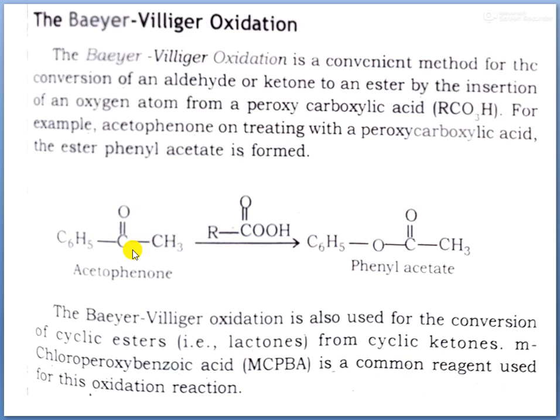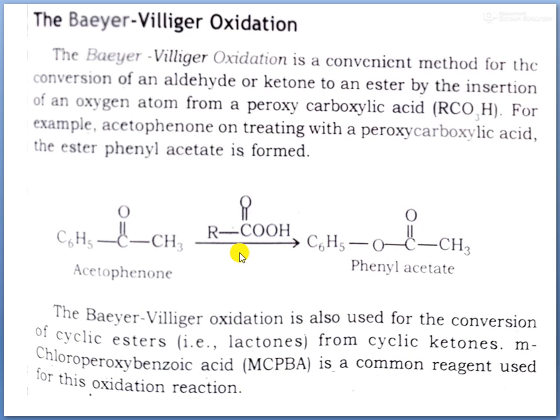Here in this case, acetophenone is converted to phenyl acetate. The oxygen from this peroxycarboxylic acid is being inserted into this bond, that is the C6H5–C bond. Here you can see an extra oxygen present in this compound. This is phenyl acetate. This is an ester. So here a ketone is being converted to an ester. So this is the Baeyer-Villiger oxidation.